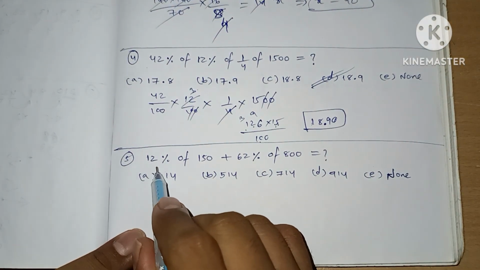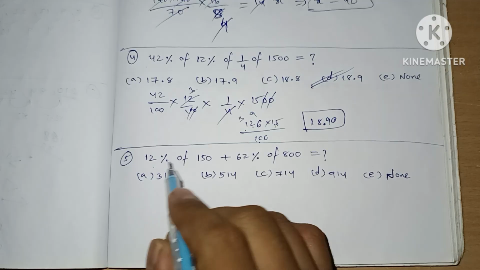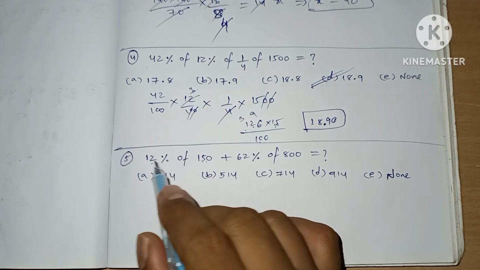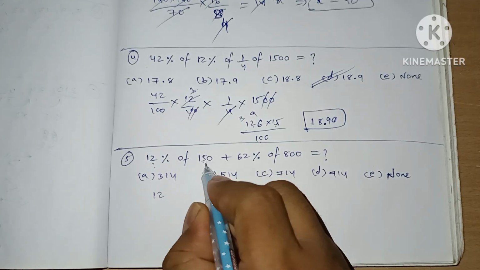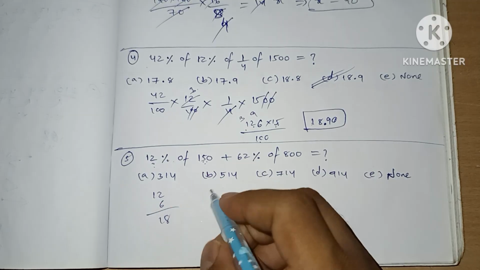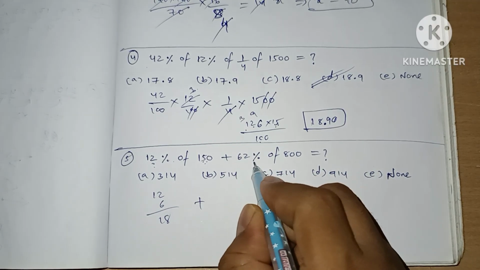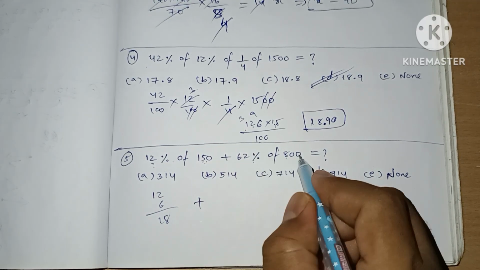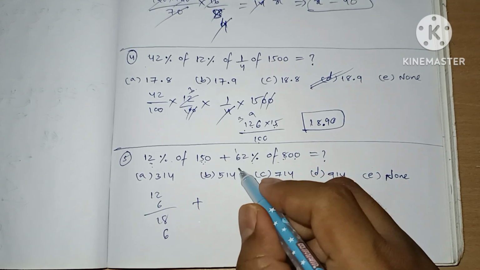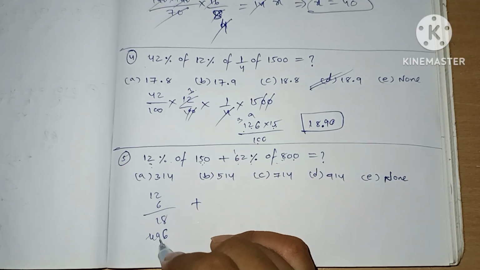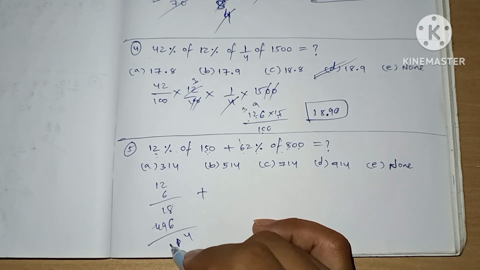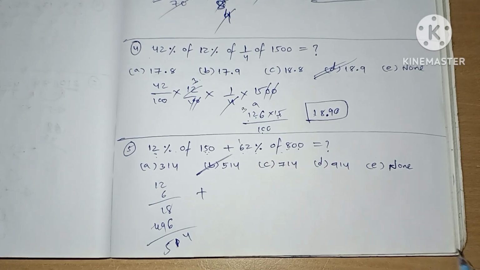Next, fifth question. 12% of 150. So I'll replace this as 150% of 12. 100% of 12 will be 12 and 50% of 12, half of 12, means 6. So we get 18 from this one, plus 62% of 800 will be, percentage and 2 zeros cancelled. 8 2 times is 16 and 8 6 times 48, 49. So totally we get 514. Answer is option B, 514.